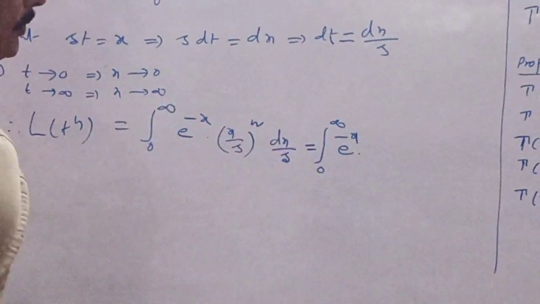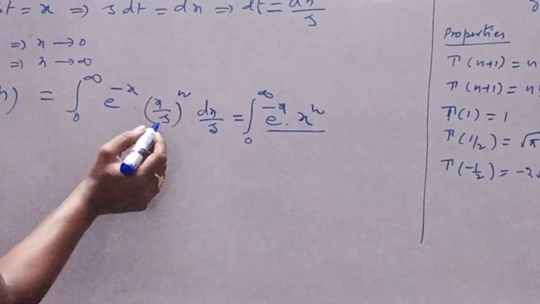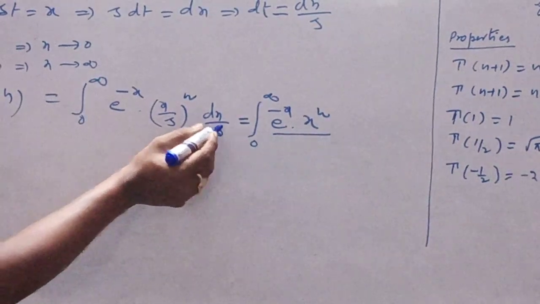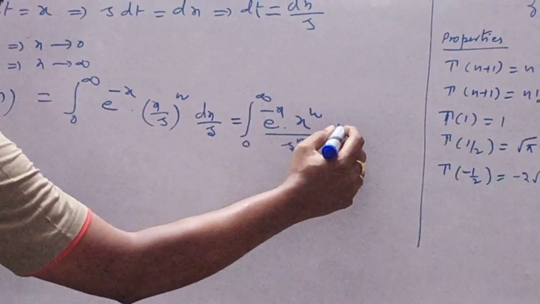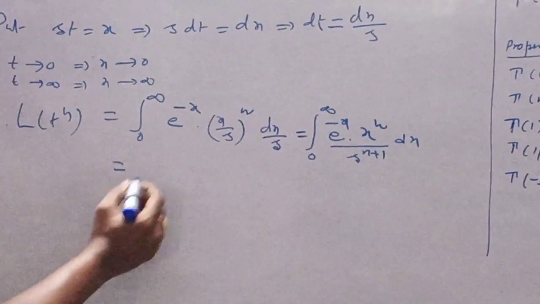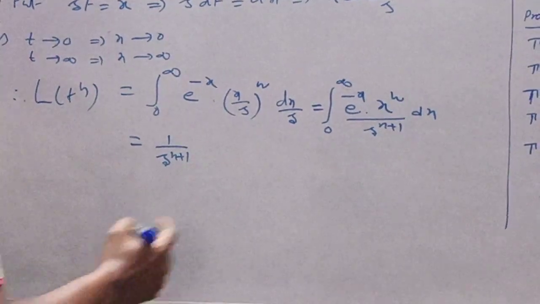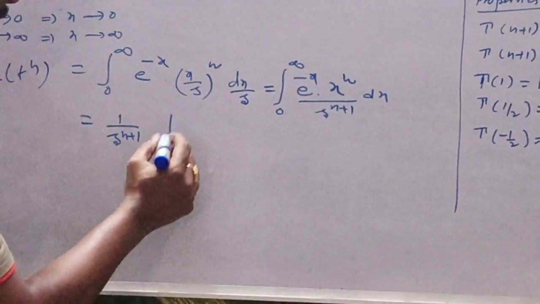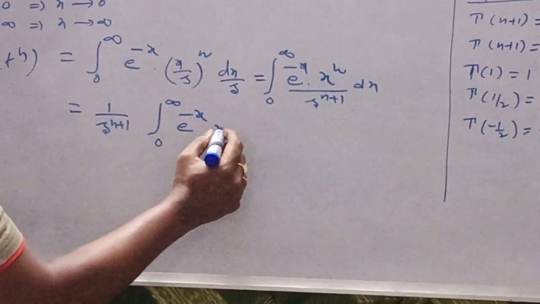So this equals the integral from 0 to infinity of e^(-x) times x^n, with s^n in the denominator and another s, so s to the power of n plus 1, times dx. This equals 1 by s^(n+1), which is a constant because the integration is with respect to x, times the integral from 0 to infinity of e^(-x) x^n dx.